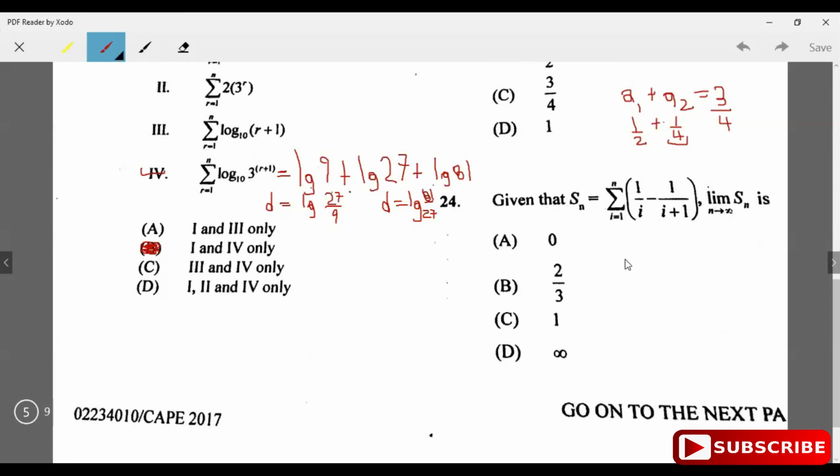What was the answer for this again? We rewrite it. It was n over n plus 1, right? N over n plus 1, yes, sir. And then we find the limit as n goes to infinity of n over n plus 1. Then we have to divide through by the highest power of n to get 1 over 1 plus 1 over n. And then as n goes to infinity, the 1 over n is going to approach 0. So the limit is just 1.